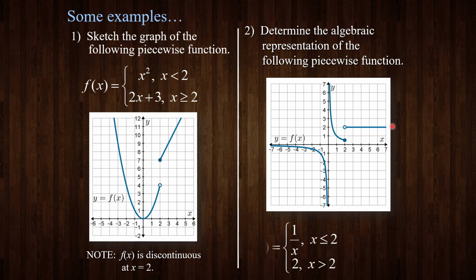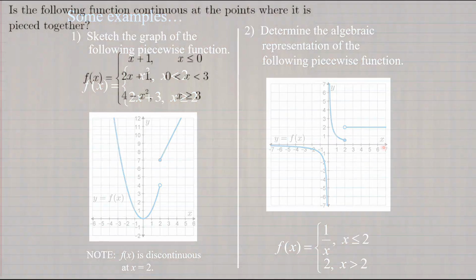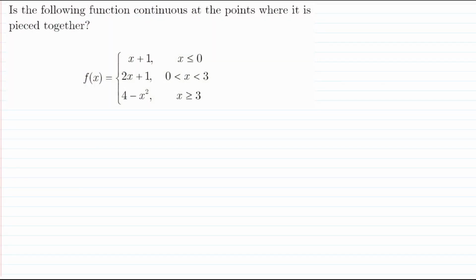And that's why our equation is this. We have f at x equals 1 over x, or y equals 1 over x for x values that are 2 or less. And we have f at x equals 2, or y equals 2, for x values that are greater than 2. All right, and we'll finish with one more example, and this one I will actually write out here. The question is: is the following function continuous at the points where it is pieced together? Now take a look at this.